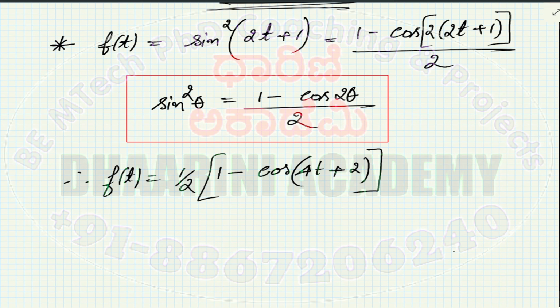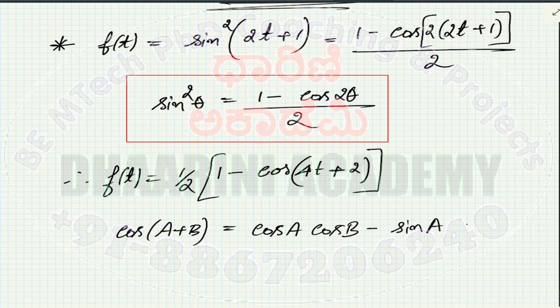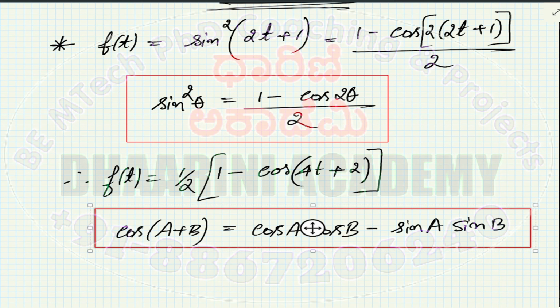Okay, now I am going to apply another trigonometric identity. I'll write down that first. So that is, if you have cos of a plus b, cos of a plus b is nothing but cos a cos b minus sin a sin b. I think you know this. Okay, so let's use this now.